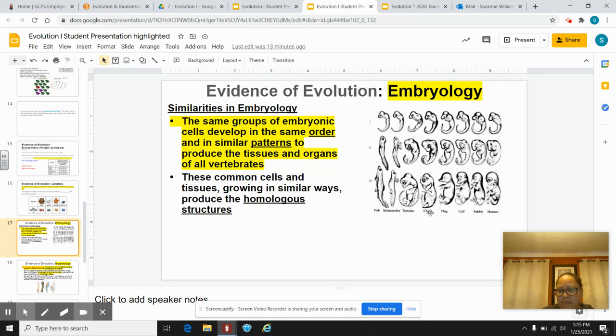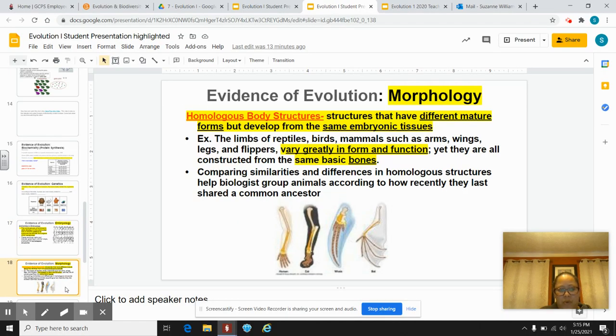And the things that become, let's say, the fins of a fish are the limb buds, or become the arms and the legs, say, of a human. Interesting. All right. So along with these patterns, the same order and the same patterns to develop similar tissues and organs, goes with morphology. And we're going to look at three things with morphology.